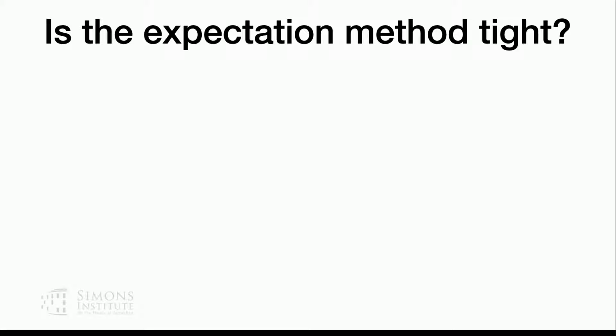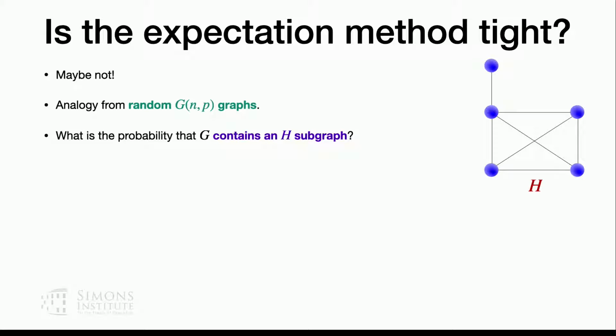So could this be the case? I'll spell it out for you: yes, this is the case. The expectation method, as I described it, just counting the expected number of witnesses, is not tight in general, or in some generality. So the first intuition was, yeah, maybe it's not tight. Why could it be not tight? Because of an analogy from the world of random graphs, which I'm going to show you now.